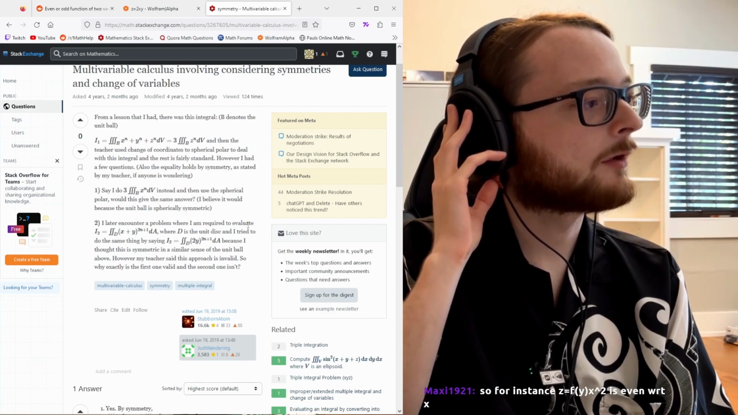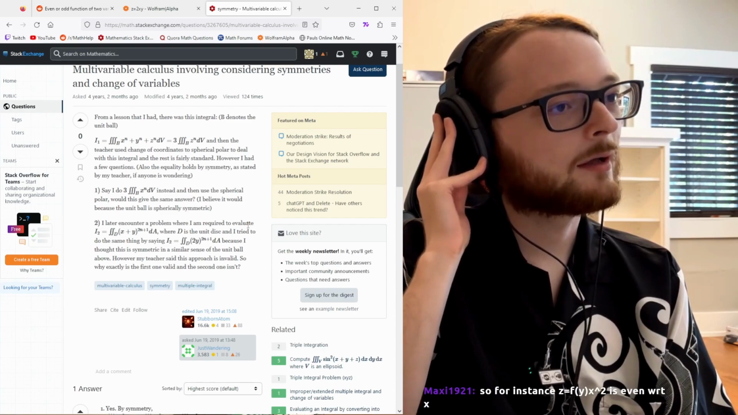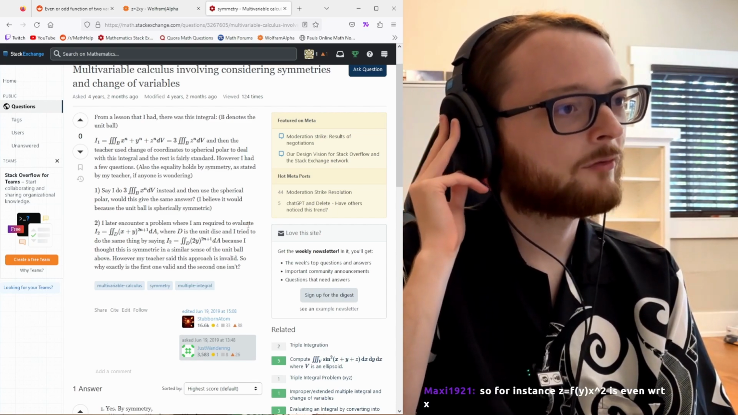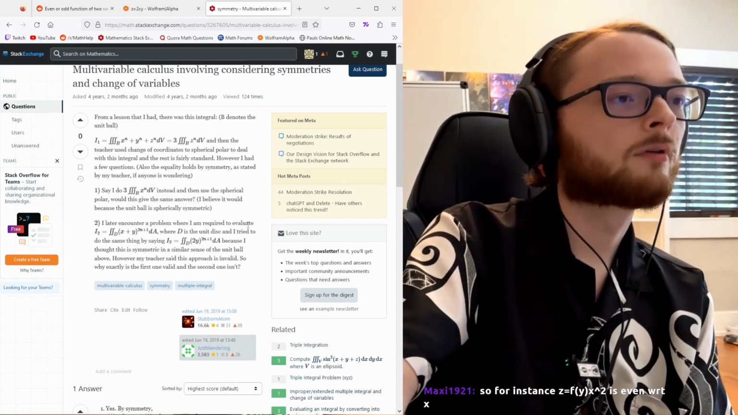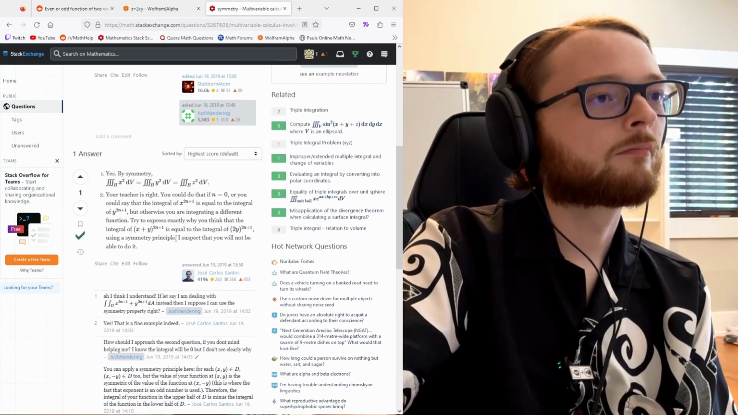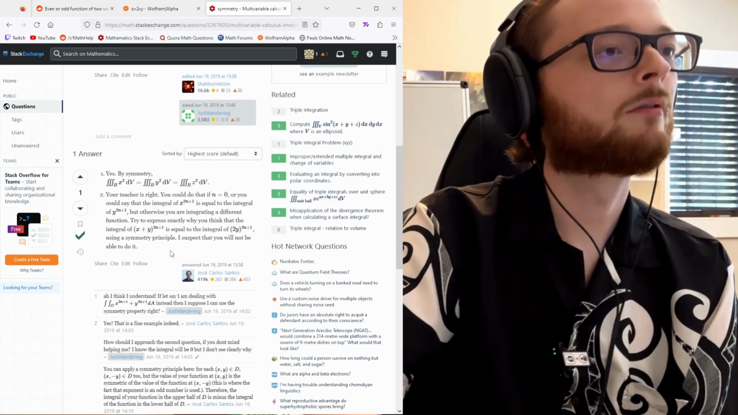Oh, I see, because the x squared would get rid of the negative sign. Applying that to an integral though, I'm not sure how you would do. It makes intuitive sense to me. I don't know how to actually show it though.